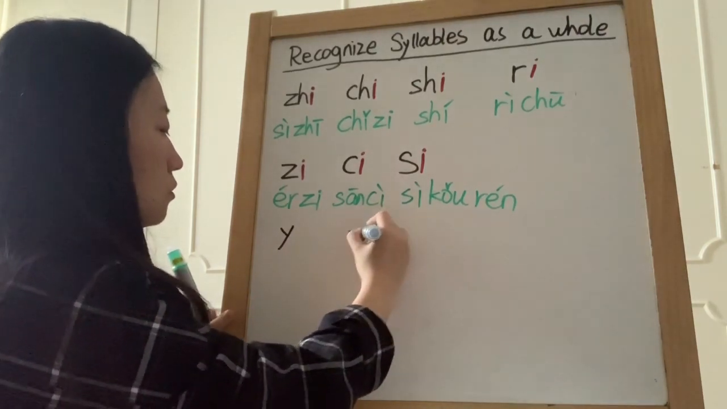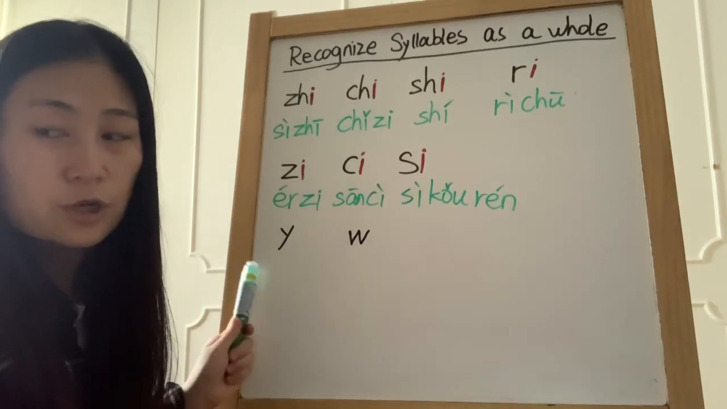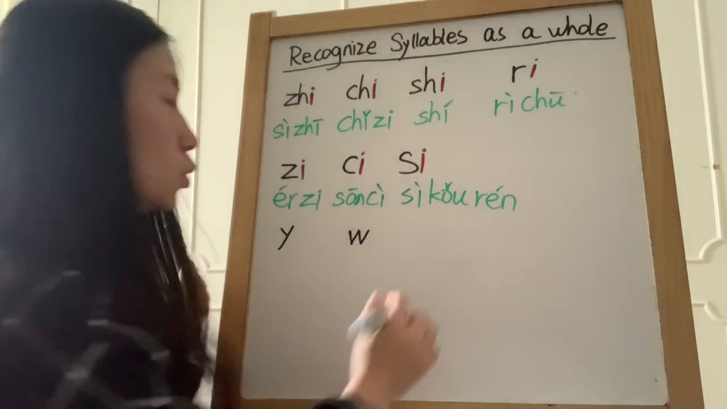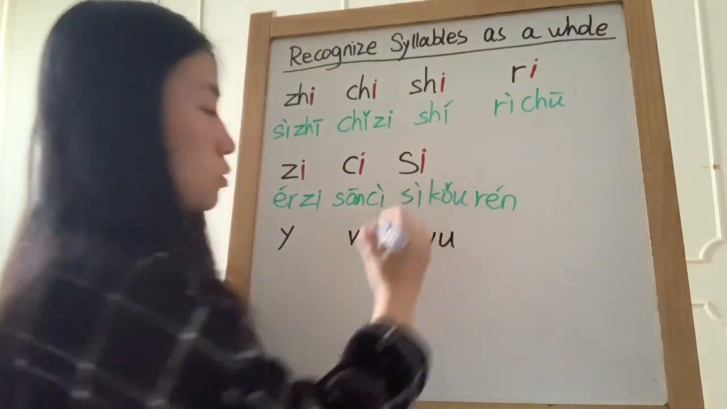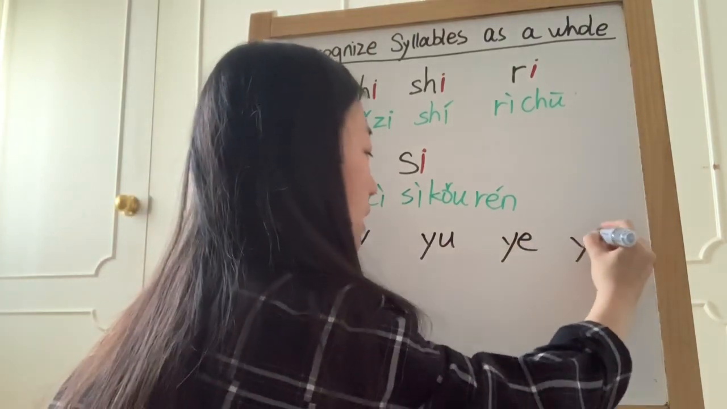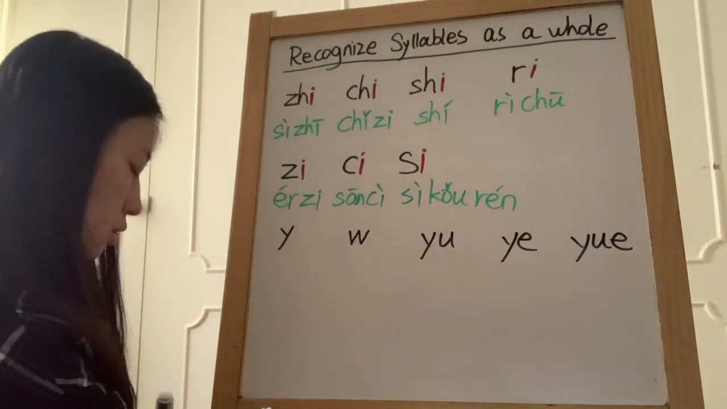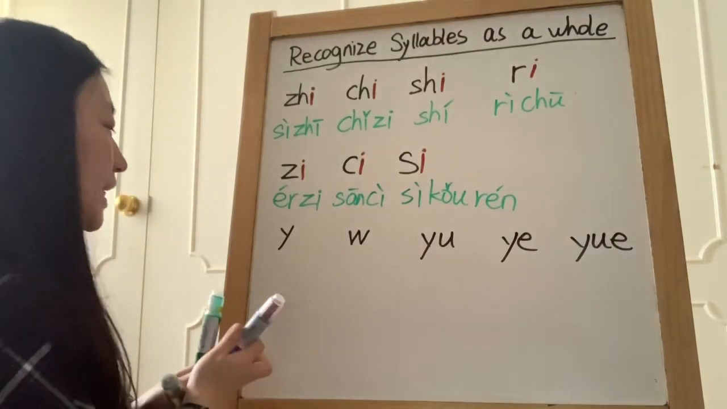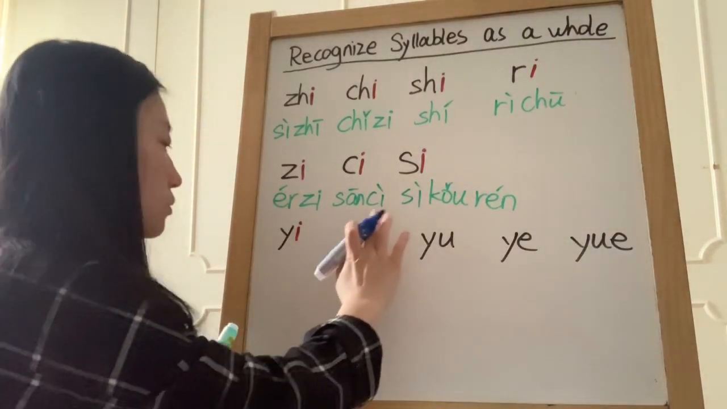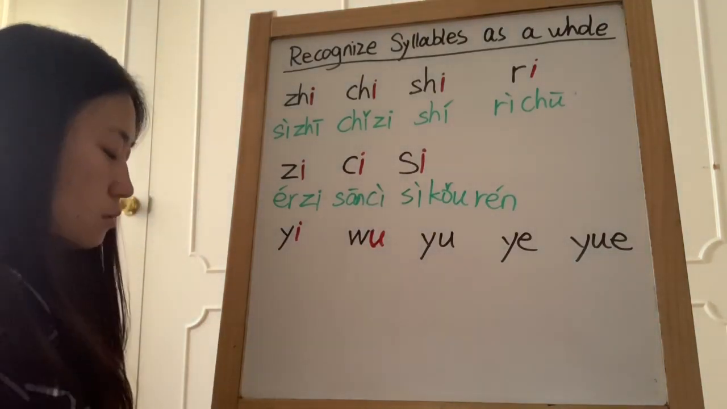I, U. These are the consonants that we learned, right? I, U, 鱼, 耶, 月. Okay, a new group. So these two are also with I. Okay? Sorry, this one is U.